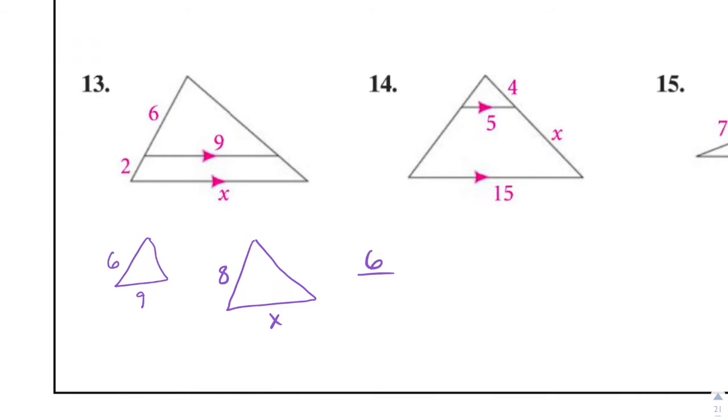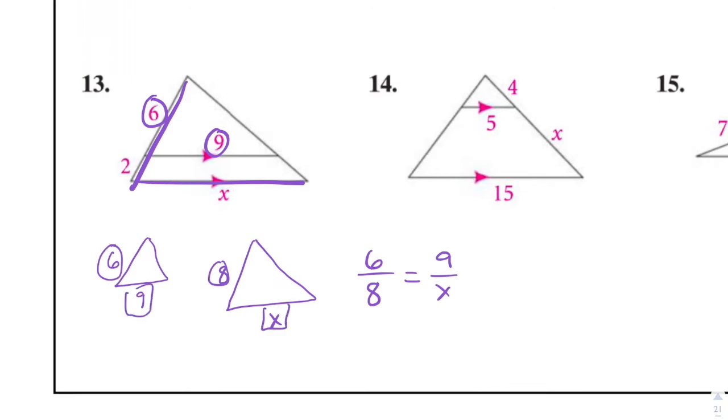Well, there's two ways you can do it. You can stay within the triangle and do 6 is to 9, then set that equal to 8 is to x. Or you can do part is to whole, so 6 is to 8 as 9 is to x. So really, I'm doing 6 is to 8 as 9 is to x, but there's also other ways. Like I said, you could have done 6 is to 9 as 8 is to x.